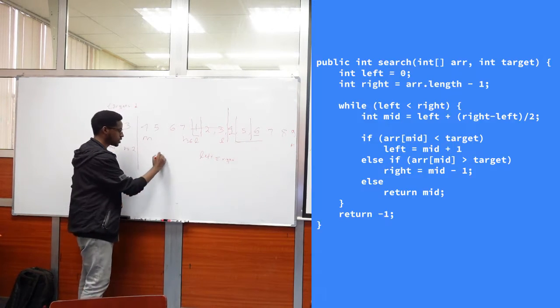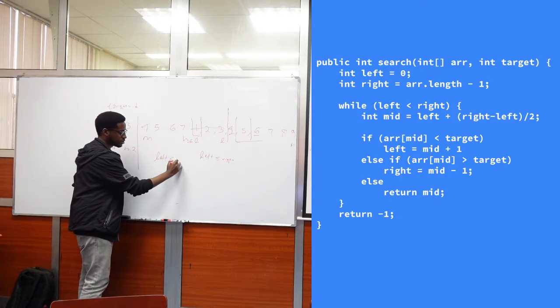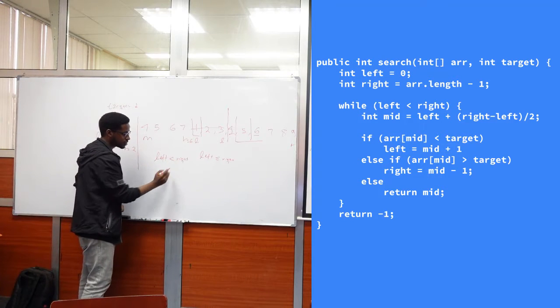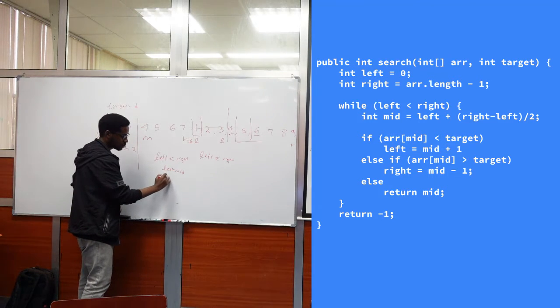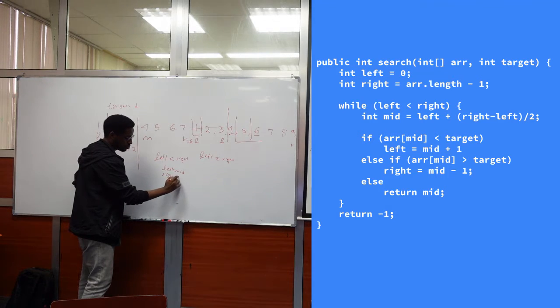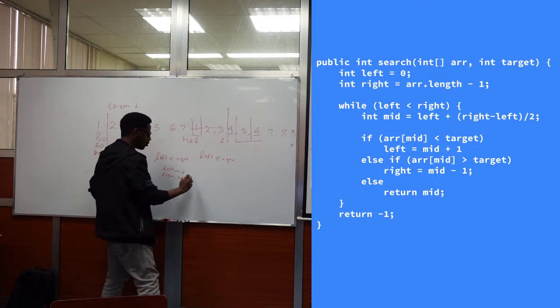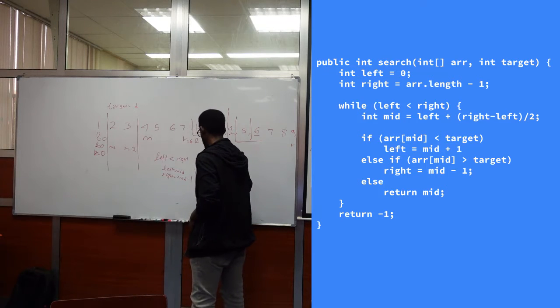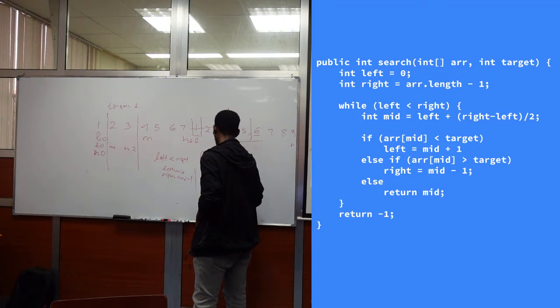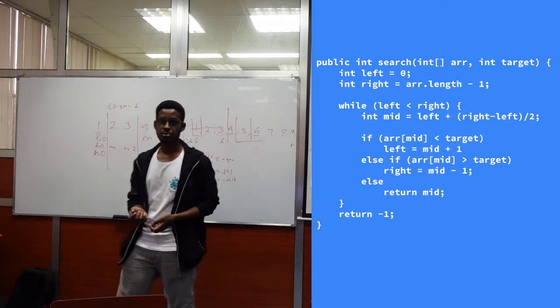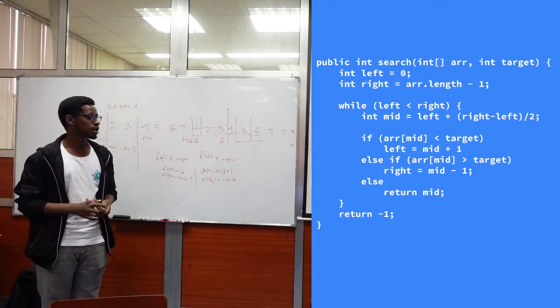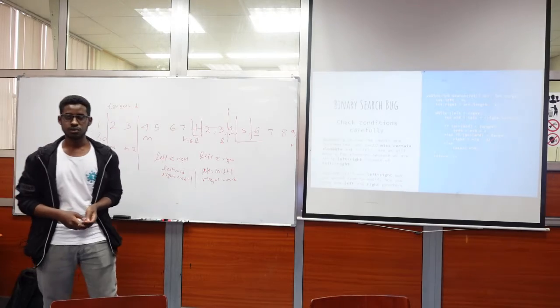So if you're using left less than right, you can either leave left is equals to mid and right is equals to mid minus 1, or you can use left is equals to mid plus 1, or right is equals to mid. Depending on your implementation approach, you can find a way that works for you.